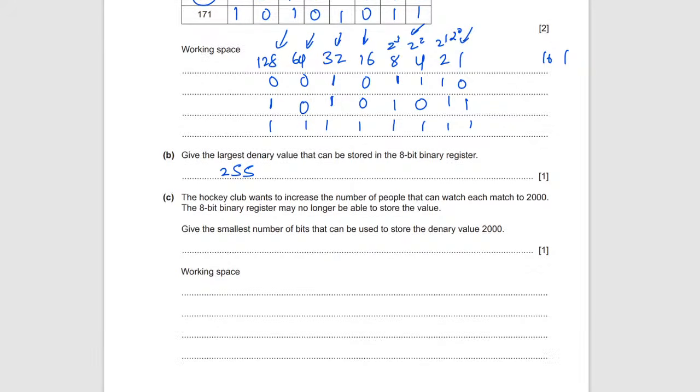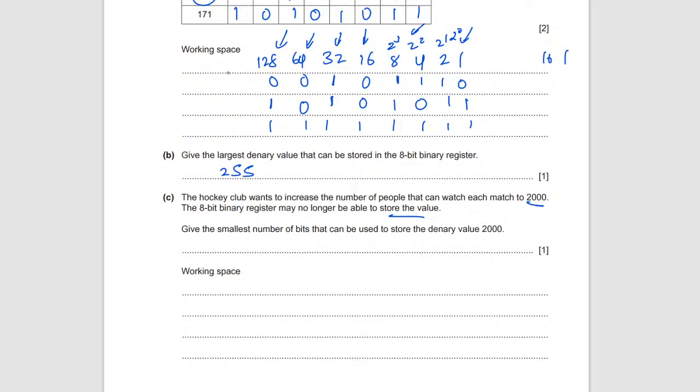Okay, C is saying the hockey club wants to increase the number of people that can watch each match to 2000. The 8-bit register may no longer be able to store that value, of course, because 255 is the largest. Give the smallest number of bits that can be used to store the denary value of 2000. So that means, how many bits do we need to get that 2000?